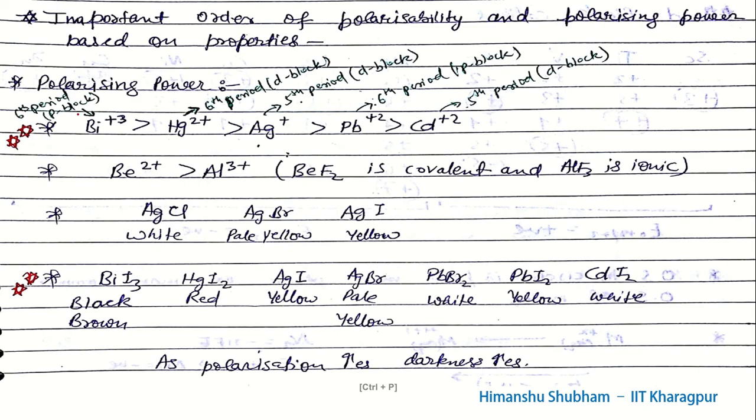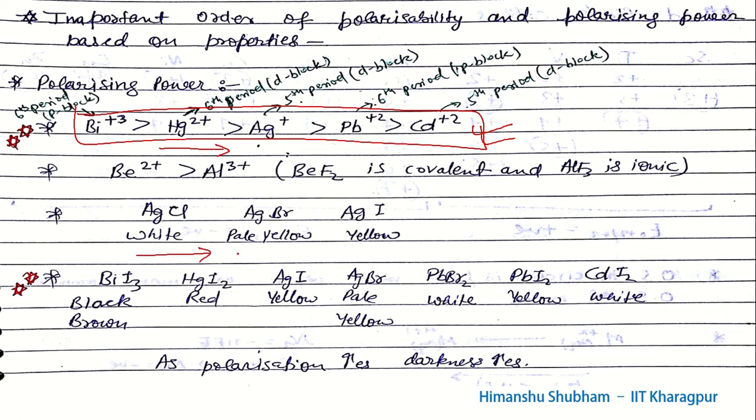So first of all, we must remember this particular order of polarizing power of these few cations. These are the cations that we'll often encounter in most of the questions related to inorganic chemistry. So we see the trend here that polarizing power is decreasing from left to right. If you look at the color of the compounds that are formed using these cations, then we encounter a similar trend here too, because to the left we have black brown color of BiI3, and then red color of HgI2, and then yellow color of AgI, finally white color of CdI2. That means intensity of color is decreasing from left to right.